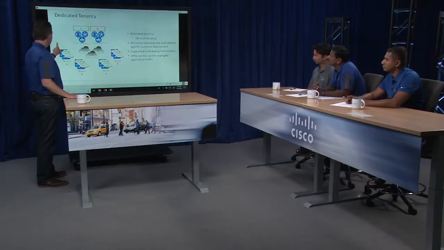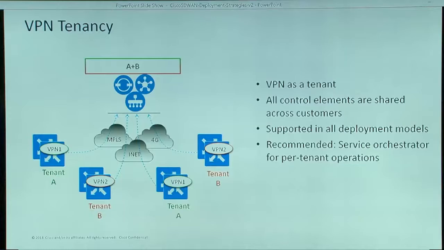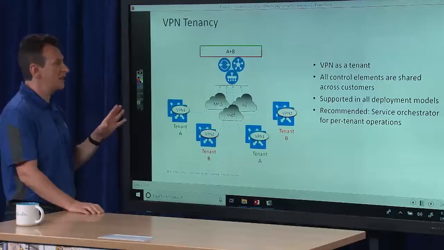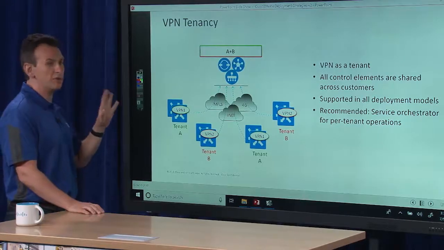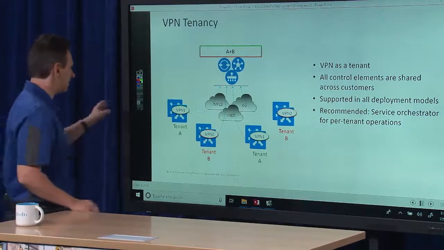If we were to look at the second option, it's a VPN tenancy model. Not particularly popular. Some may not even view that as a form of multi-tenancy, but it could be viewed as a multi-tenant environment.